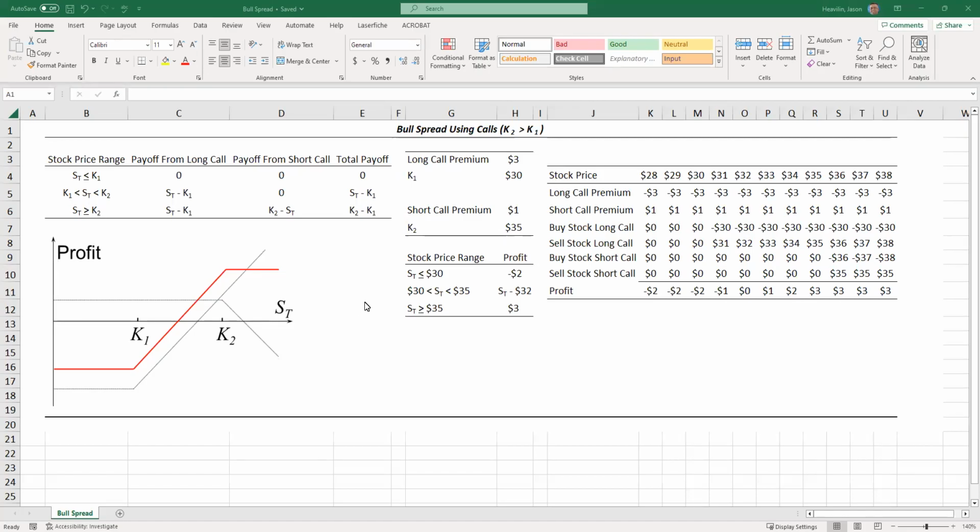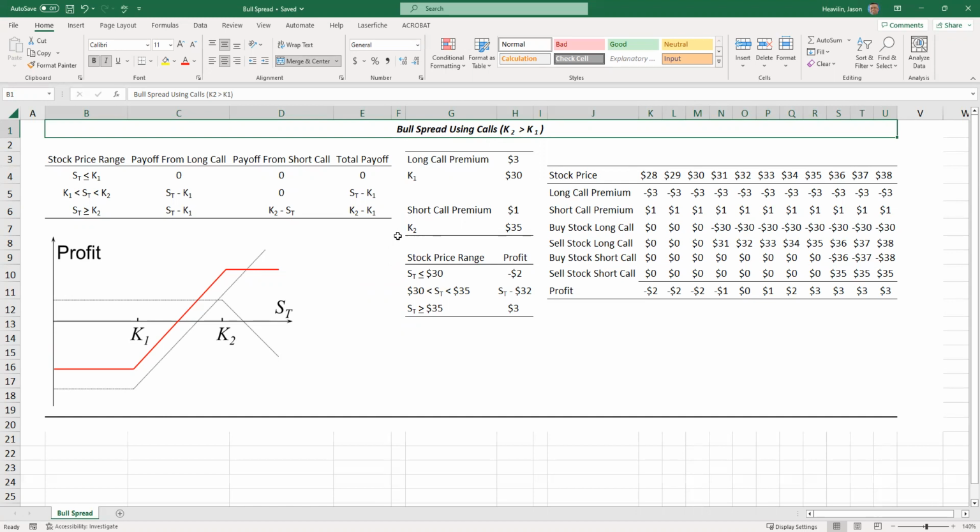In this video, we are going to go over an example of a bull spread strategy using options. It's called a bull spread because you would be expecting the market to be bullish, as in stock prices are expected to go up.